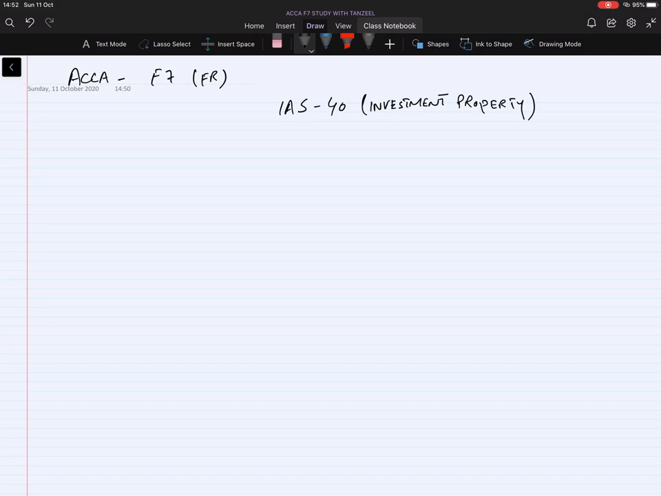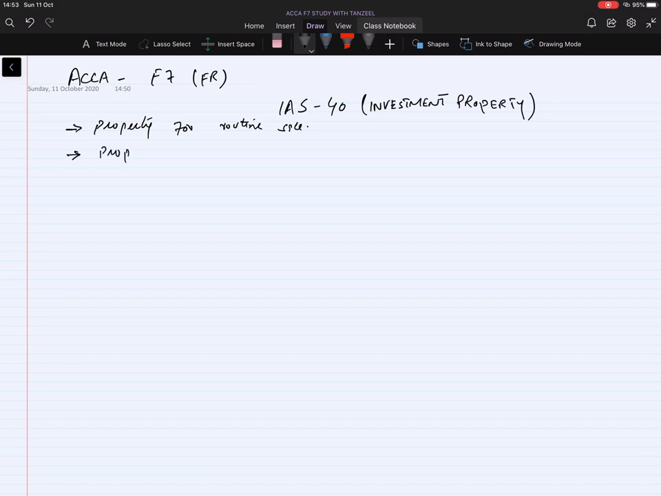Okay, let's discuss IAS 40, which is investment property. Let me give you a few examples of what things IAS 40 will apply to. First, if you have any property for routine sale, let me write property.